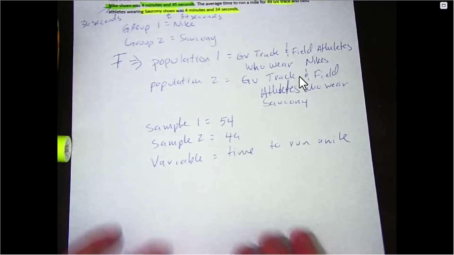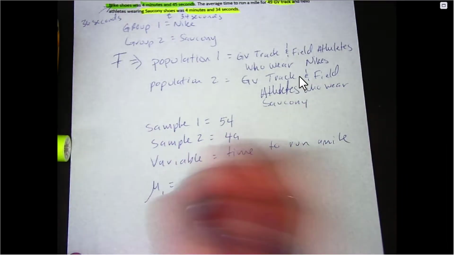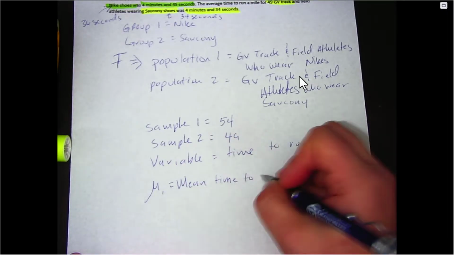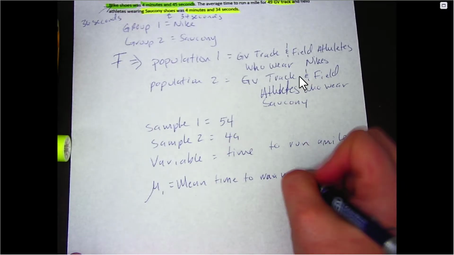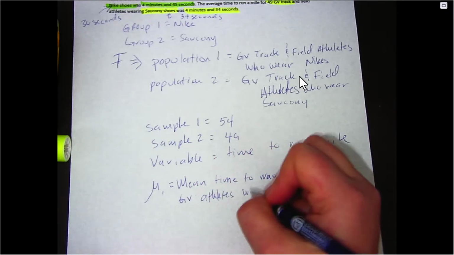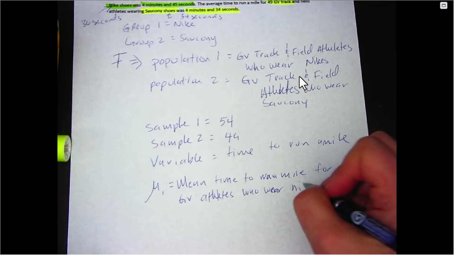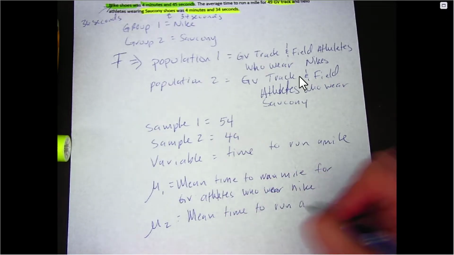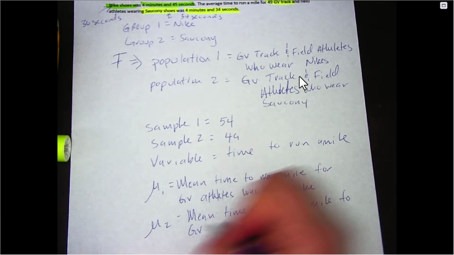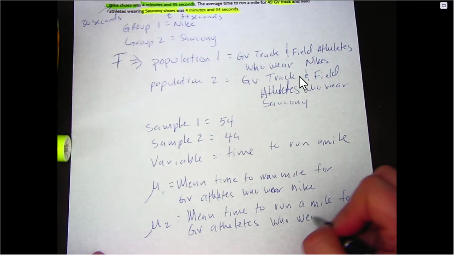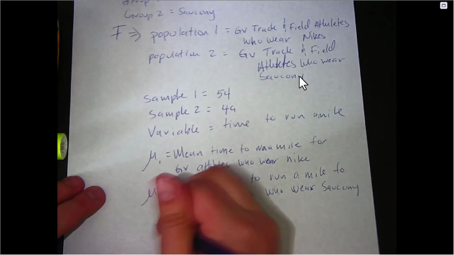And then my two parameters would be mu1. And always when you have mean or mu, you start with mean. So mean time to run a mile, sorry about my penmanship, for GV athletes who wear Nike. And then mu2 would be mean time to run a mile for GV, and I really should be writing track and field, but I'm trying to save myself a little time, who wear Saucony.